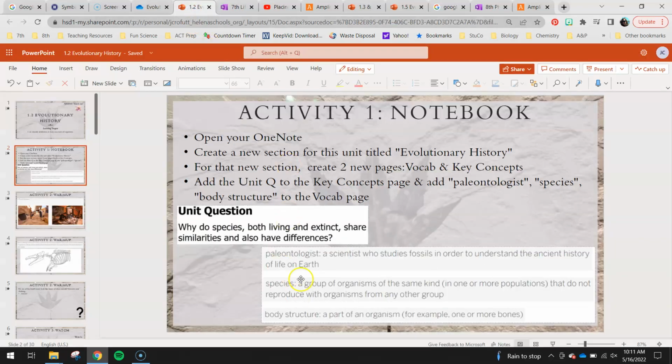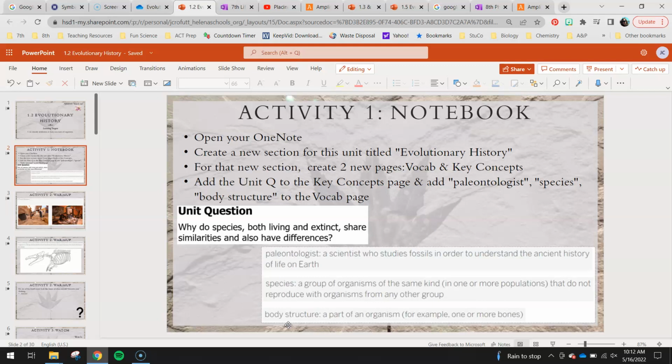And you have some vocab to add as well. You're going to add paleontologist, which is a scientist who studies fossils in order to understand the ancient history of life on Earth. You're also going to add species, which should be fairly familiar to you, a group of organisms of the same kind in one or more populations that do not reproduce with organisms from any other group. And then finally, body structure is a part of an organism, for example, one or more bones.